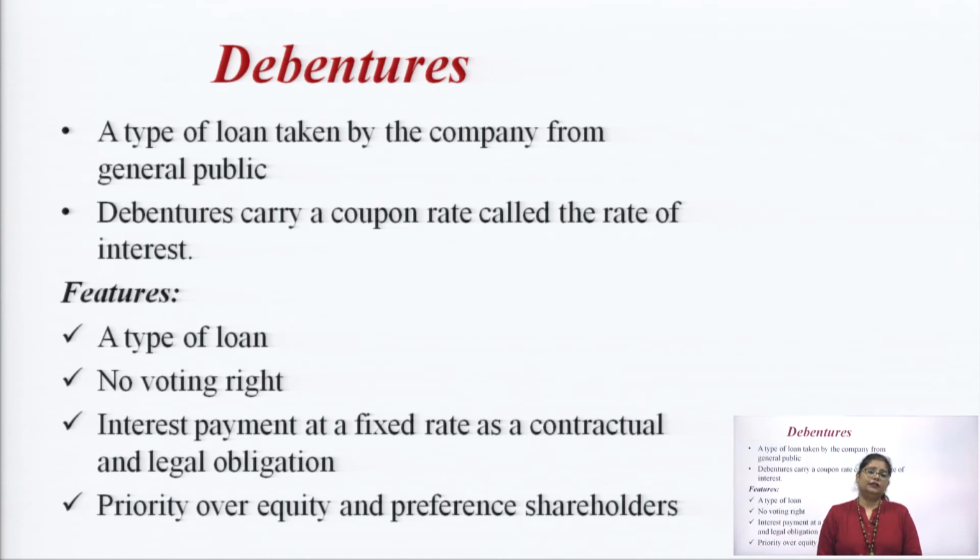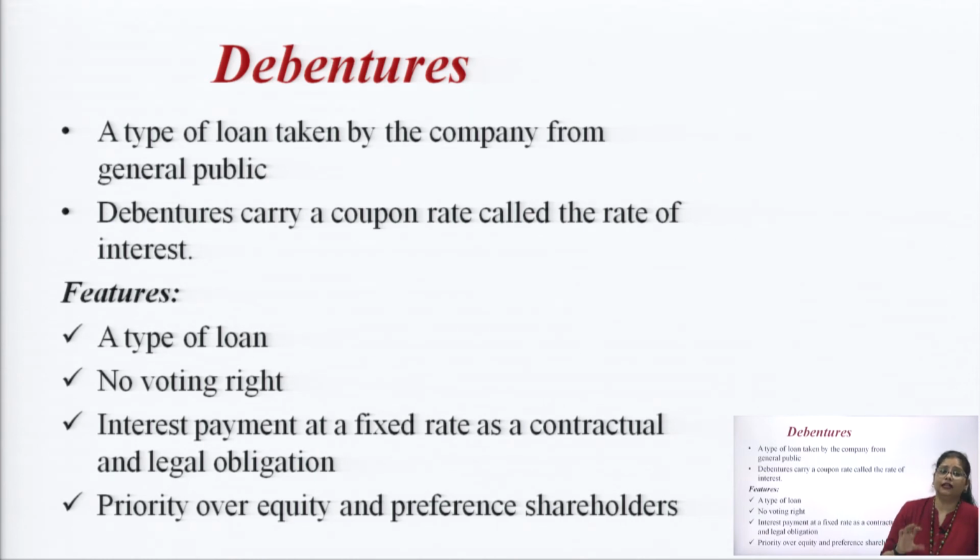Now, let us have the features of debentures. The first and foremost feature is that it is a type of loan, a type of debt that the company has taken, and it would have to be repaid by the company. Then they do not have any voting right as such, which existed as a feature of equity shareholders.